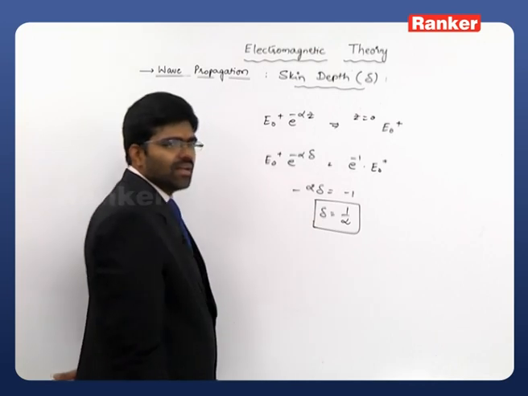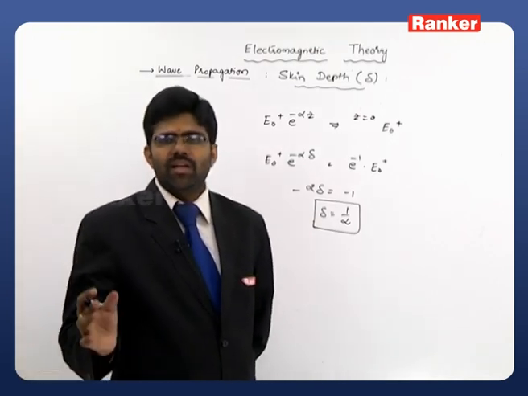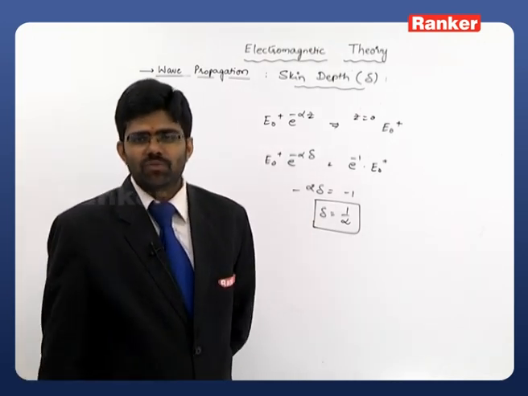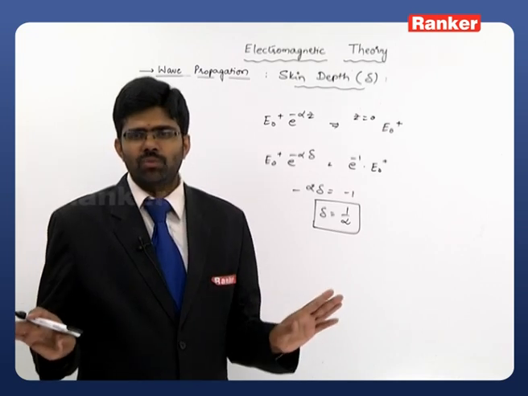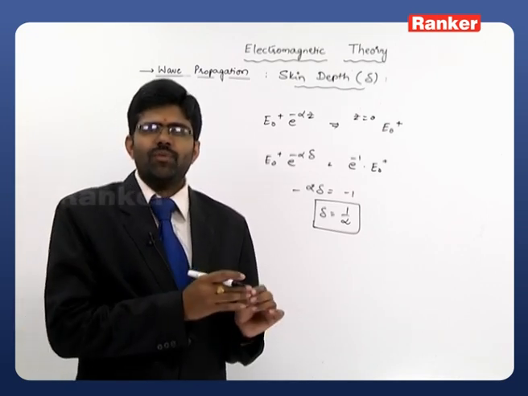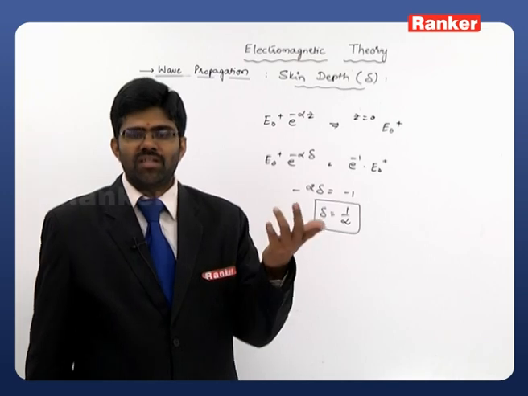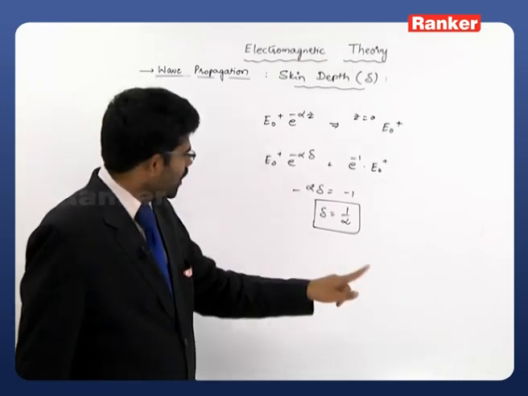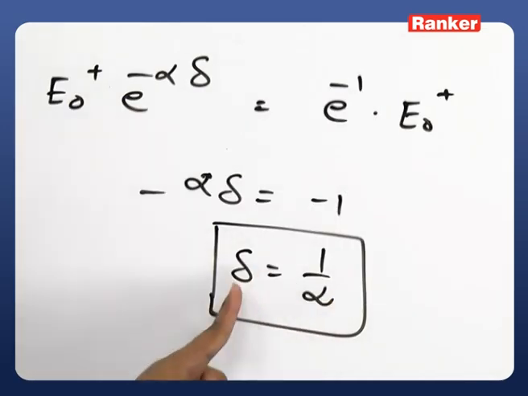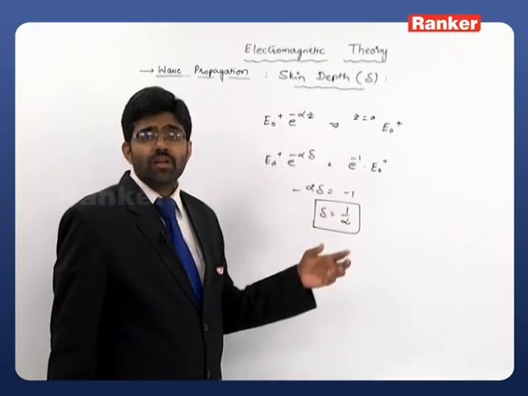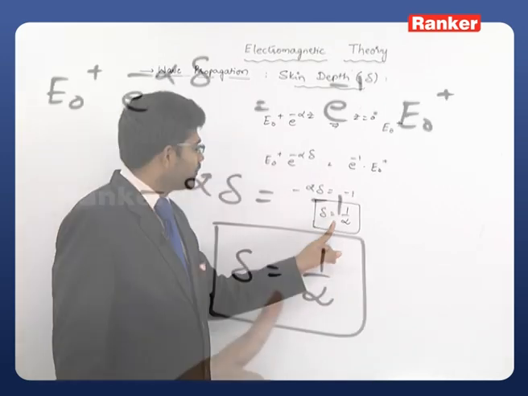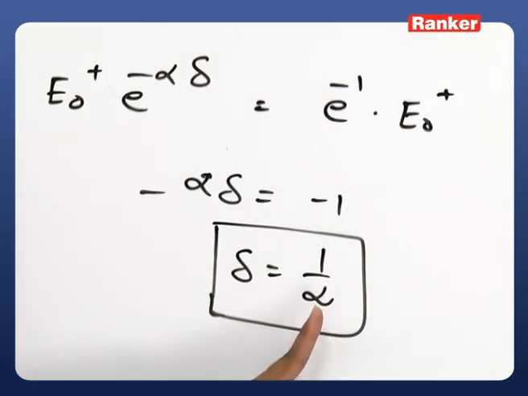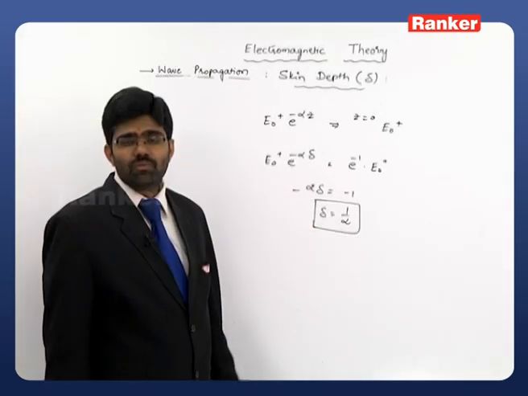So clearly the skin depth for any material is inverse to the attenuation factor. In general, if the attenuation is very low, the skin depth is more, and the wave can travel for more distance with less degradation. If alpha is high, if the attenuation is more, then delta is very small.